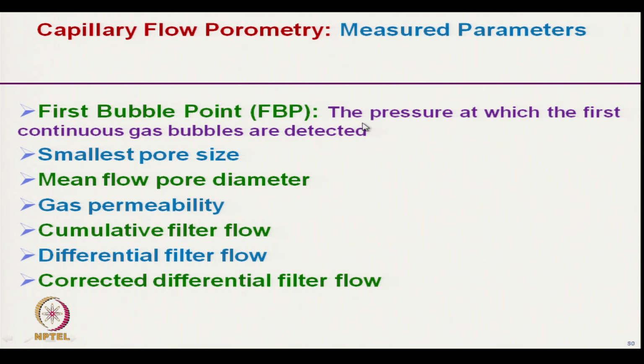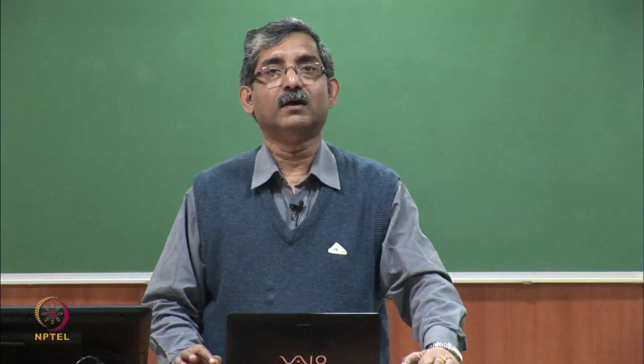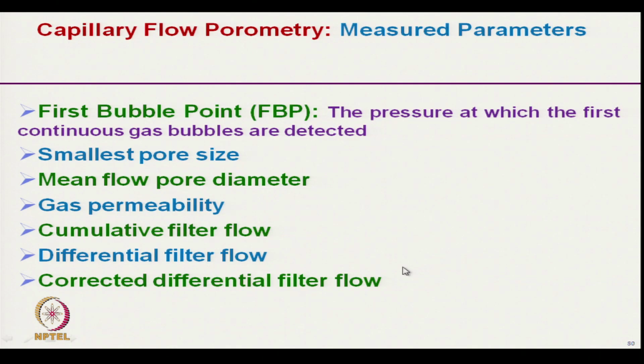So, from there we can get an idea about the pore size, smallest pore size, mean flow pore diameter, and gas permeability. That means, when we use the dry run, from there we can get the gas permeability, cumulative filter flow, differential filter flow, and corrected differential filter flow. So, these are the parameters we can get from the porometry result.